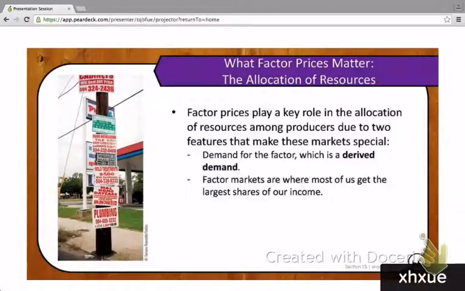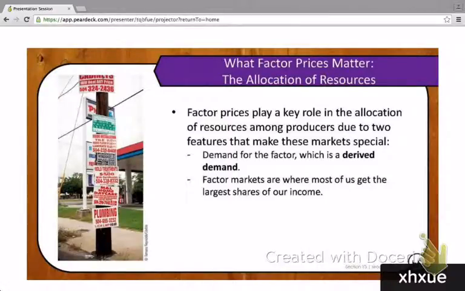So, why do the prices for these factors of production matter? Factor prices play a key role in the allocation of these resources. The price of a resource determines who's going to get that resource and what it will be used to produce and what goods and services it will produce. So it allocates these resources among producers due to 2 features that make these markets special.